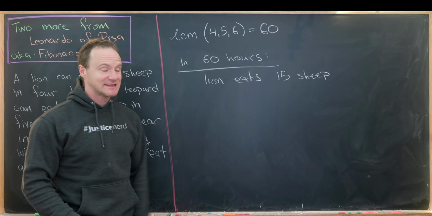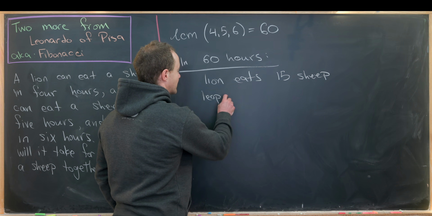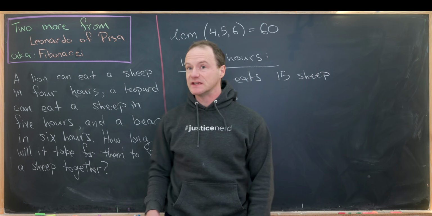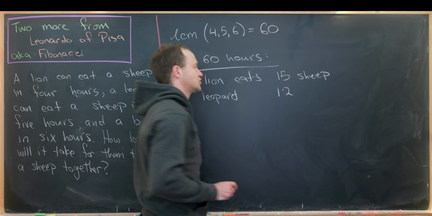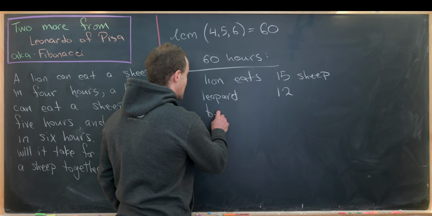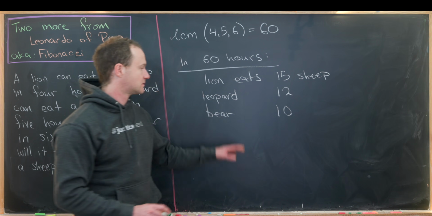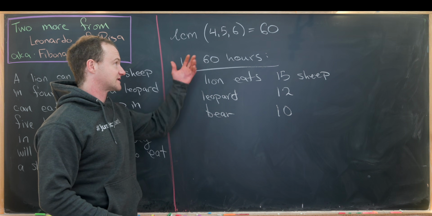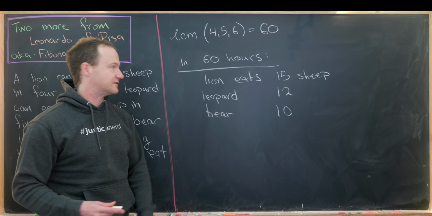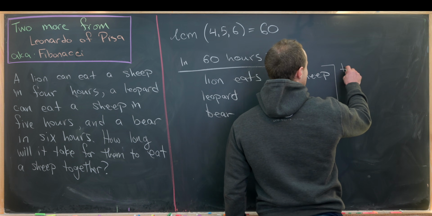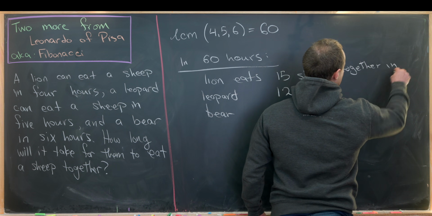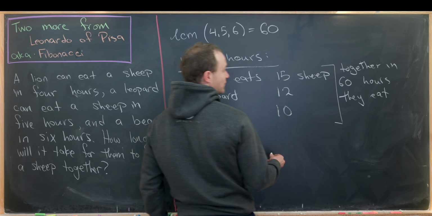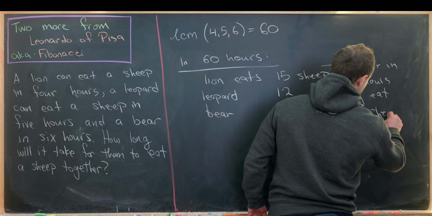And then we can play the same game for the other ones. So the leopard, how many sheep does it eat? Well, that'll be 60 divided by 5 in this case, which is 12. So the leopard eats 12 sheep. And then finally, the bear will eat 10 sheep. And so that's because it takes the bear 6 hours to eat a single sheep. So kind of obviously in 60 hours, it can eat a total of 10 sheep. So now let's put all of this together and notice that in 60 hours, they eat how many? Well, it's going to be 15 plus 12 plus 10, so 37 sheep.